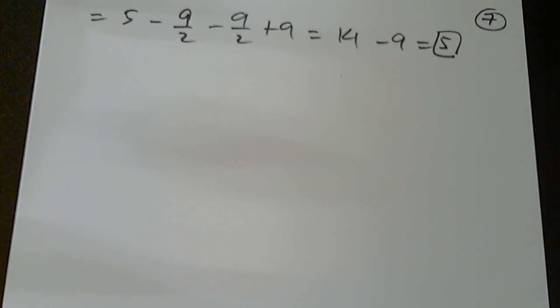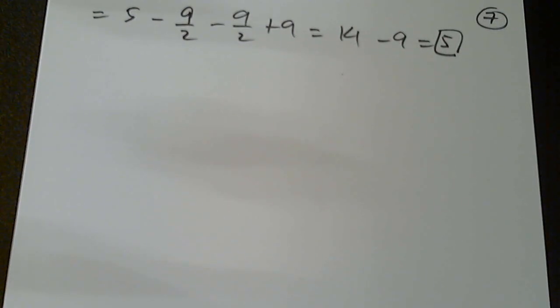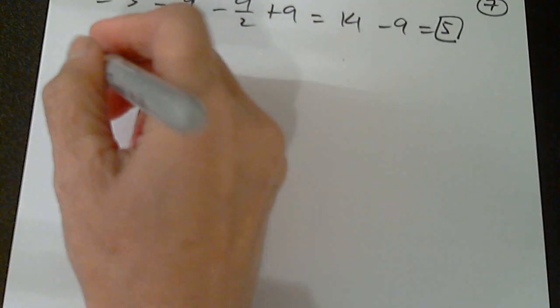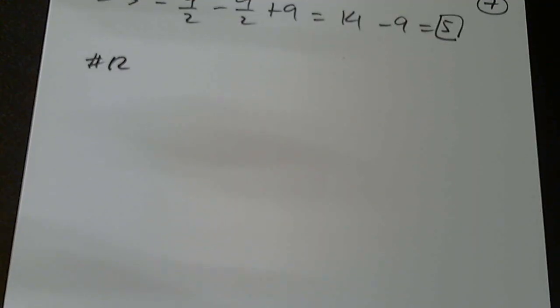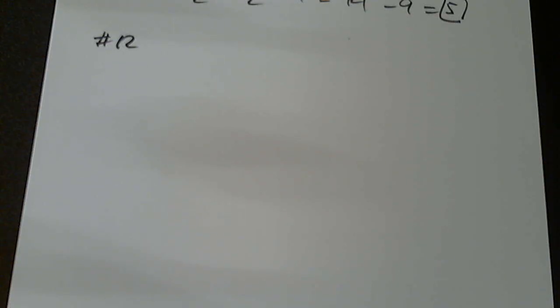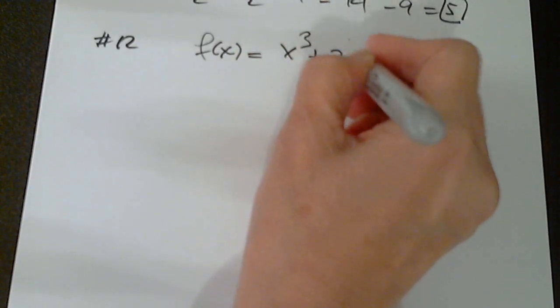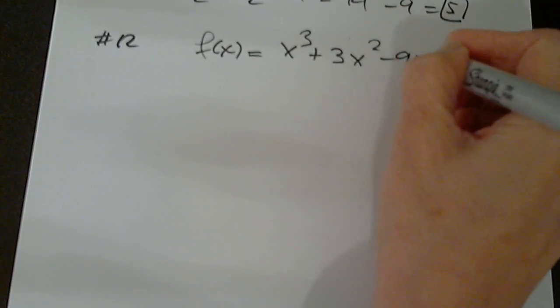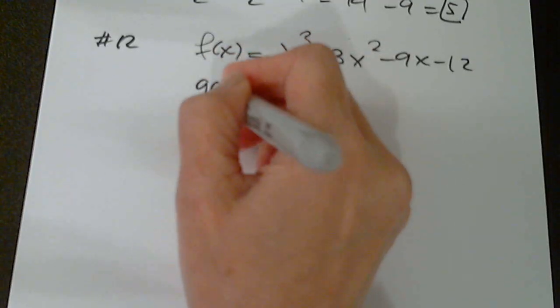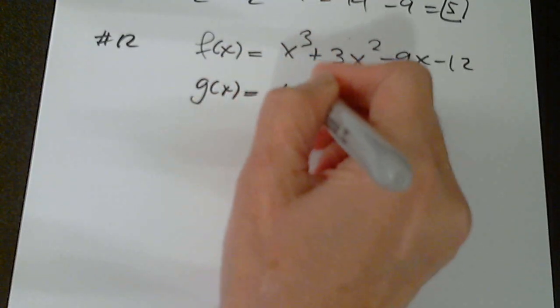So the graphs here are given to us and the area is shaded in. So in number 12, we have the blue graph. Let me copy the functions first of all. f of x equals x to the third plus 3x squared minus 9x minus 12, and also g of x, which is 4x plus 3.